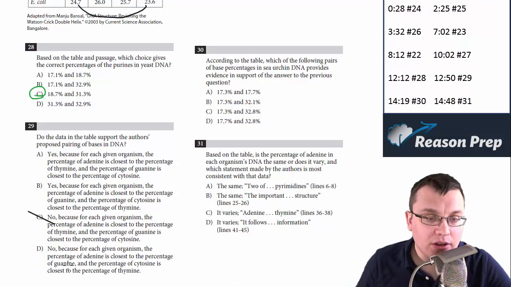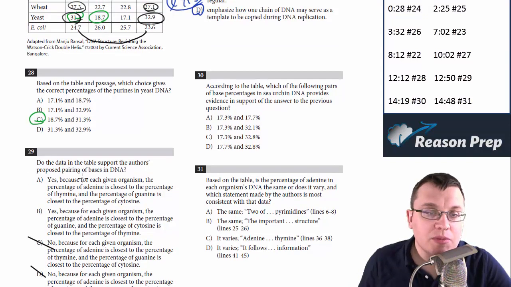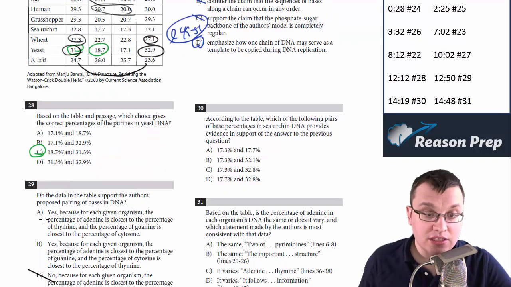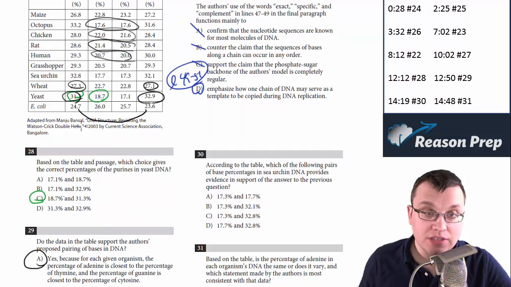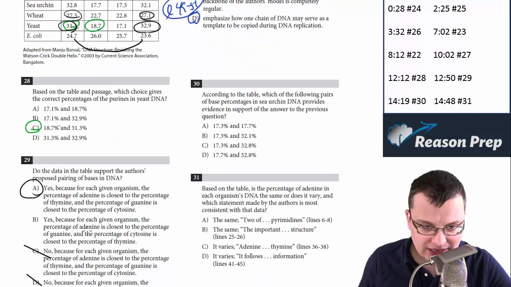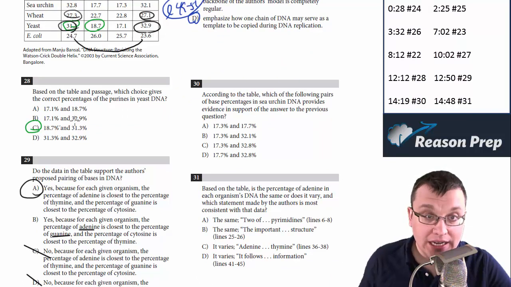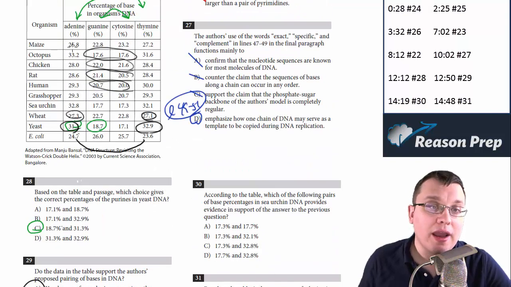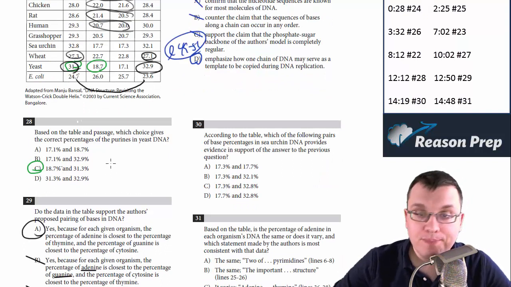So let's just get rid of the no's. Let's say yes, because for each organism, the percentage of adenine is closest to the percentage of thymine, and the percentage of guanine is closest to the percentage of cytosine. Yep. So these two are closest, and these two are closest. And I'm guessing these mix them up. Adenine and guanine, no. So this one's not going to work because we want to pair adenine and thymine with guanine and cytosine. So we'll go with A.